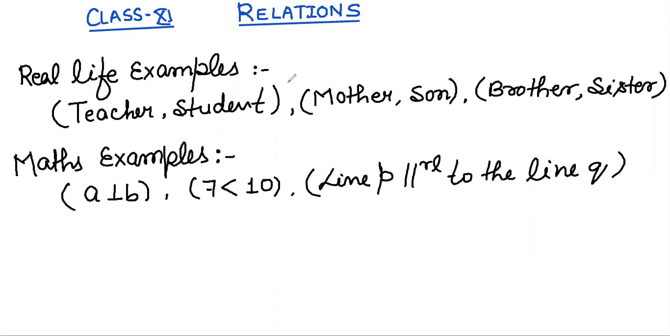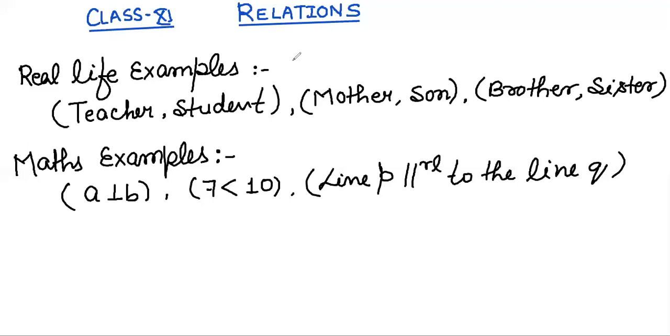Examples I have written here, real life examples. Teacher and student, relationship between teacher and student. Then relationship between mother and son. Relationship between brother and sister. Similarly, in mathematics also, whenever we use this word relation, there will be a particular condition in between the two numbers. Always there will be two numbers or two objects, then only we can create relation.